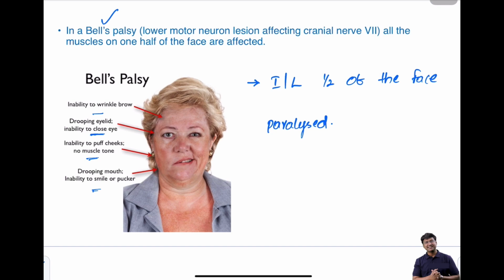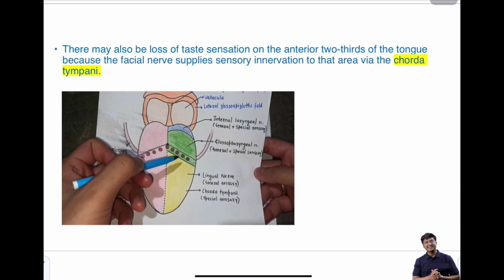In these patients with Bell's palsy, along with these manifestations, there will also be loss of taste sensation on the anterior 2/3 of the tongue. Why is that? Because the anterior 2/3 of the tongue is supplied by the chorda tympani. The sensory sensation is carried by the chorda tympani, which is a branch of the facial nerve. So once the facial nerve is paralyzed in Bell's palsy, the taste sensation is also lost.